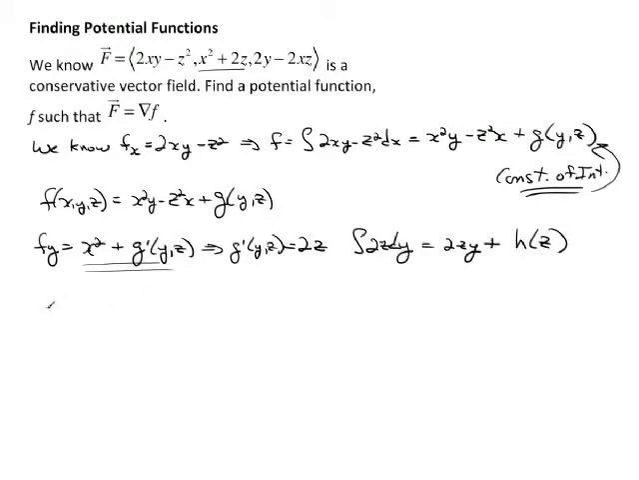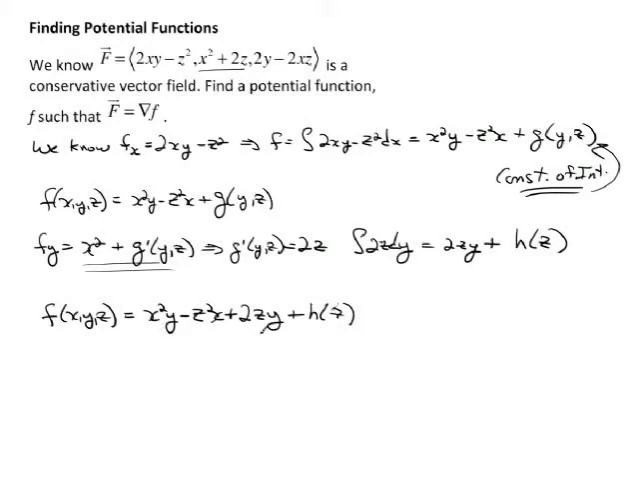So what do I have so far? If I put all these together, I know that f of x, y, z has got to be equal to x squared y minus z squared x plus, no, wait a minute, that x squared is not there. This is just my plus 2zy. The x squared came from this term right here, plus some function of z.